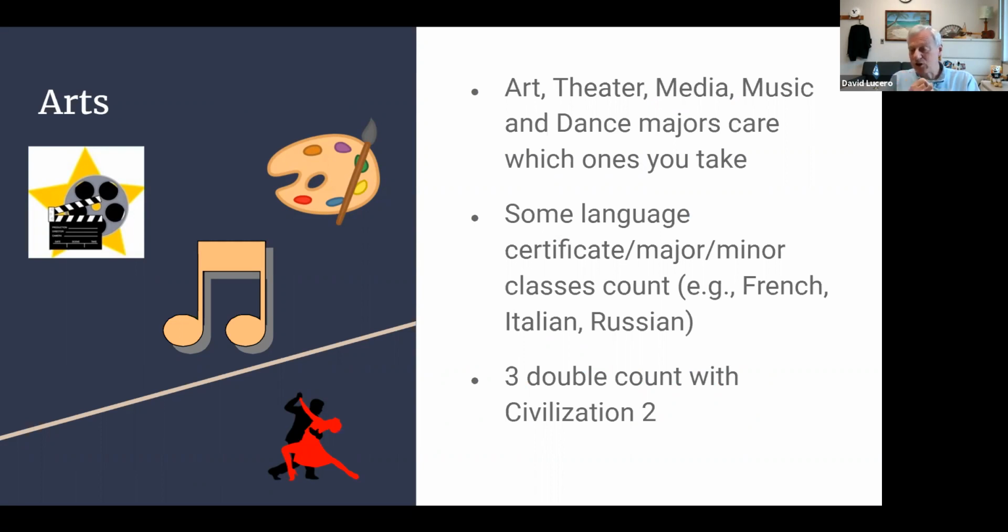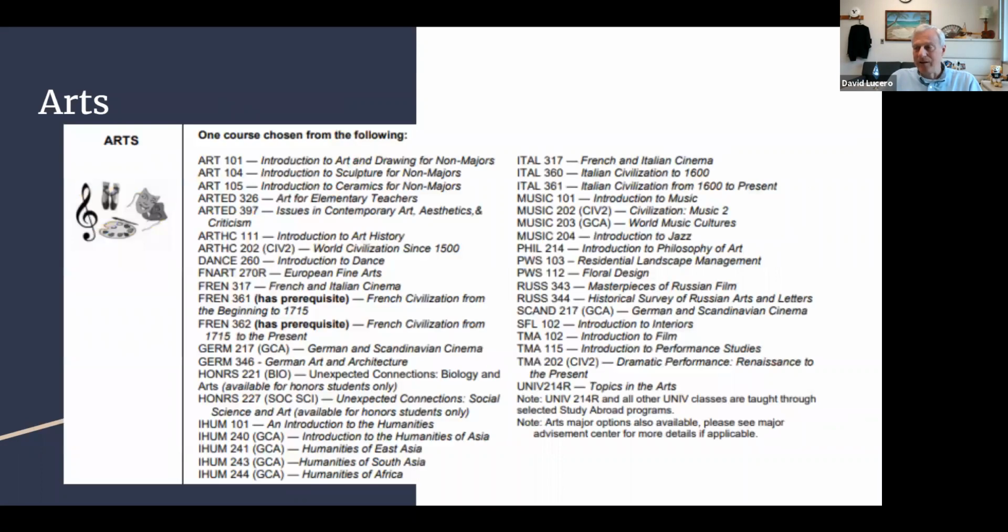For instance, French, Italian, and Russian all have classes that count here and count towards the major or the minor or the language certificate. So it's very worthwhile looking into that. And 3 of them, as we talked about, double count for Civilization 2. And here's all your choices, a wide range.